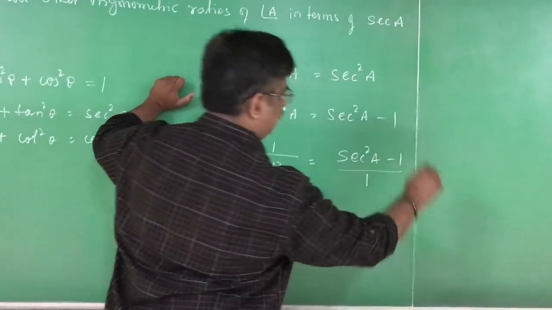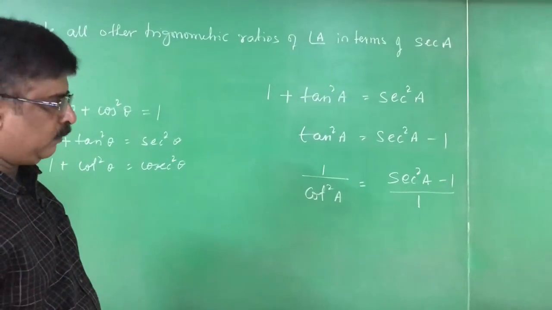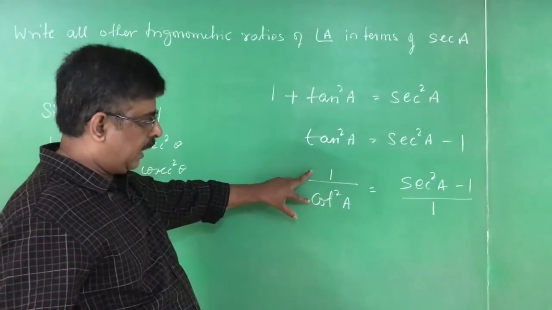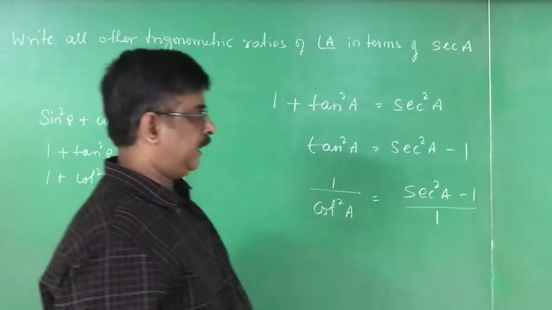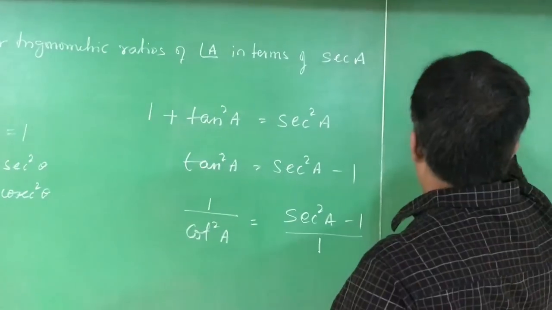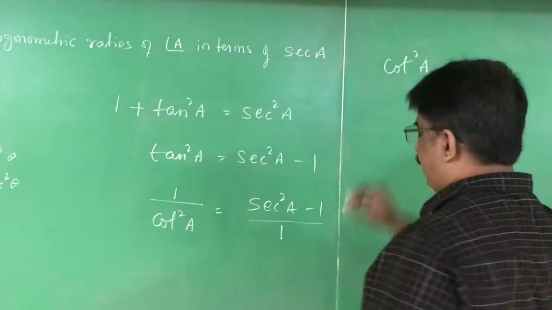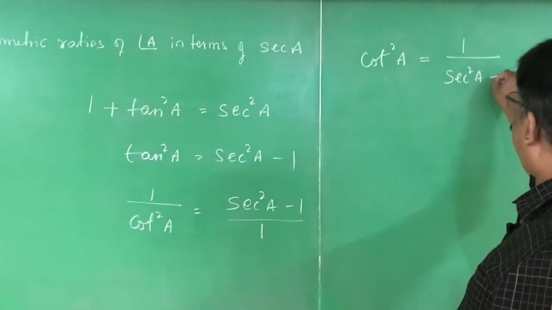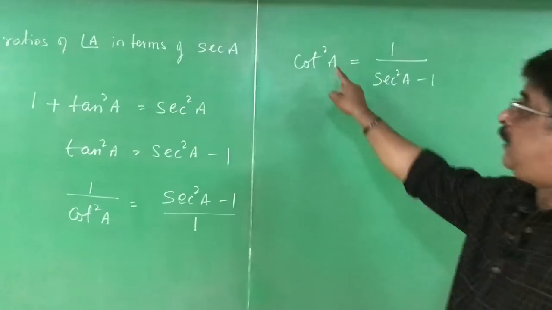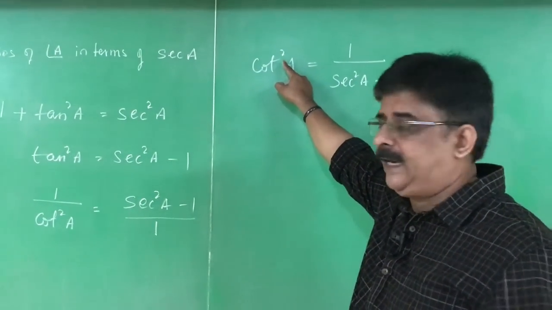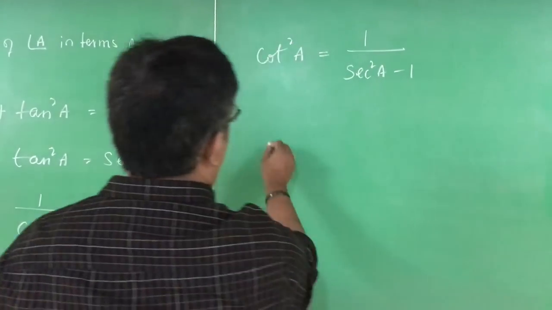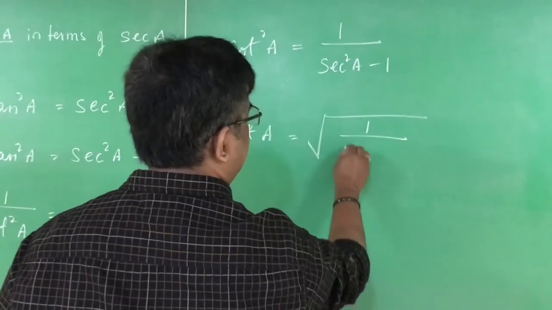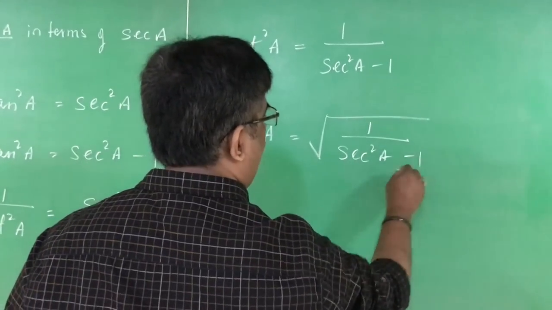I write this as divided by 1. Nothing is there, 1 is there. Right? Now I wanted to take the cot square to the numerator. What should I do? I take the reciprocal. Then it becomes cot square A is equal to 1 by secant square A minus 1. I don't want cot square A, I want cot A. Therefore, I take the square root. Cot A is equal to square root of 1 by secant square A minus 1.